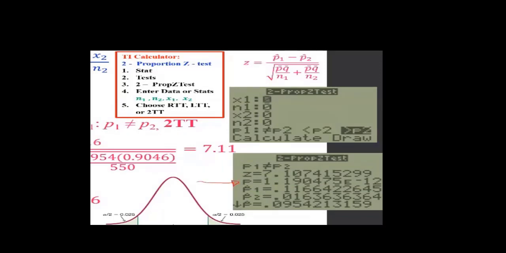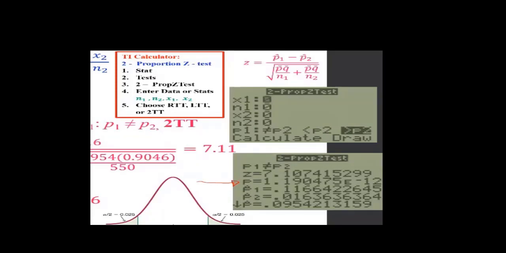this p-value. We don't want to mix this up with the proportion. 1.19 times e to the power of negative 12. E negative 12 means times 10 to the power of negative 12. It's almost zero. The p-value is extremely small.